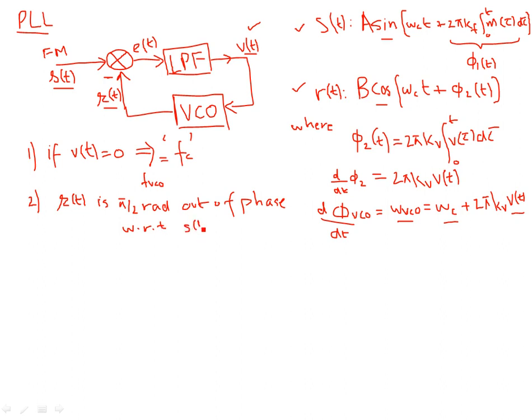Okay, so what's going to happen is that if you multiply ST and RT over here to produce an error signal, you can see from the trigonometric identity that when sines and cosines are multiplied, you'll have a high frequency term at 2 omega CT, which is going to be filtered out by the low pass filter, and then you will have a DC term. Because the two frequencies are the same, this becomes omega 2 minus omega 1, and then you will have a sine.